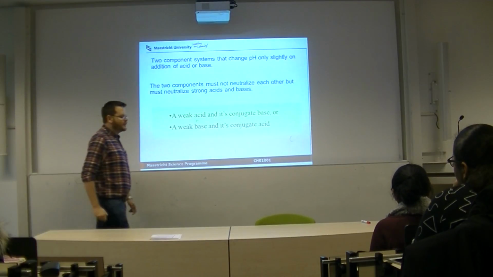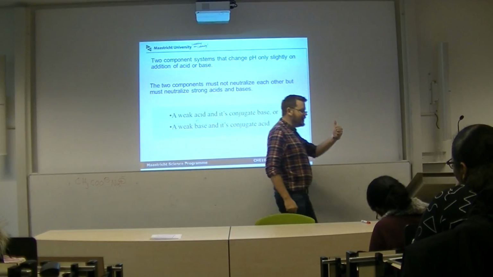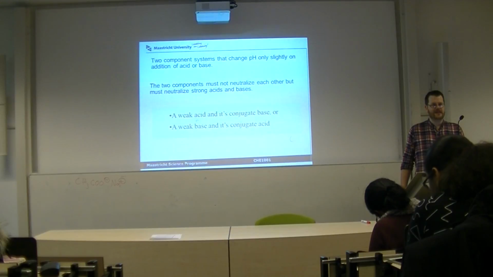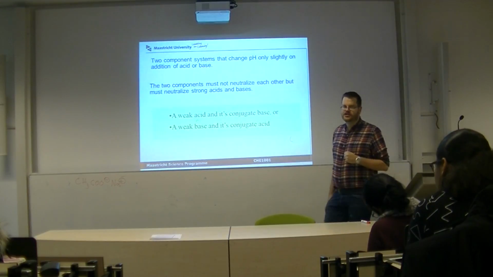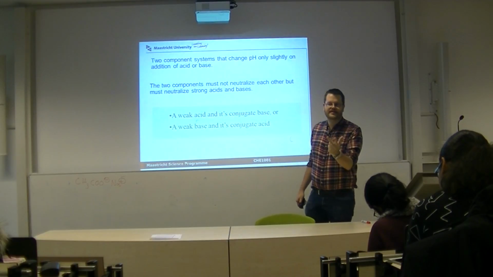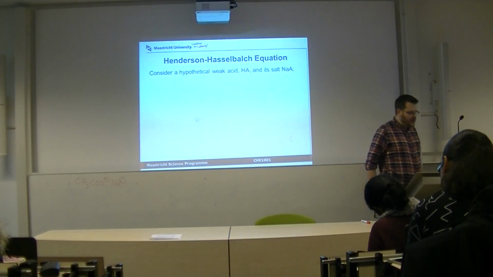Now, to make a buffer is very simple. You need a weak acid and its conjugate base, or a weak base and its conjugate acid. In other words, you can't make a buffer with HCl. You need a weak base or a weak acid and its conjugate acid or base, respectively.